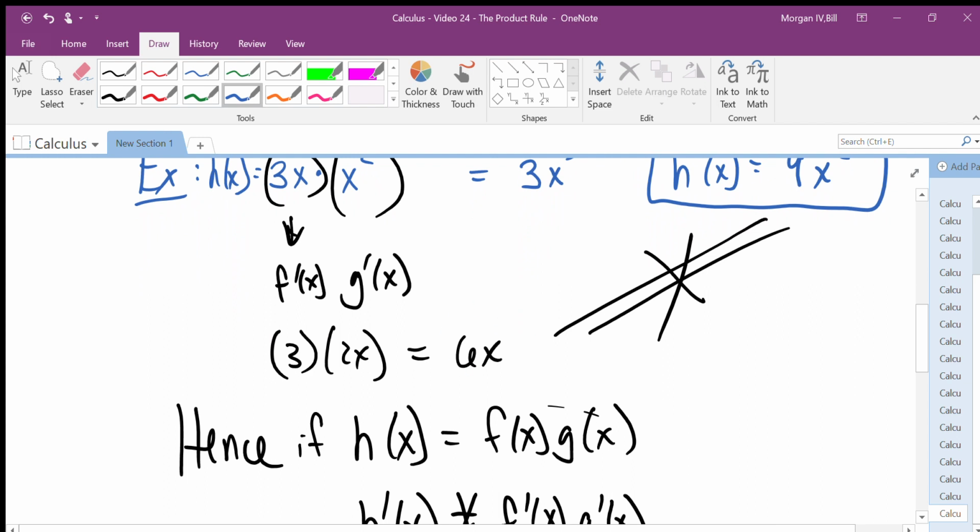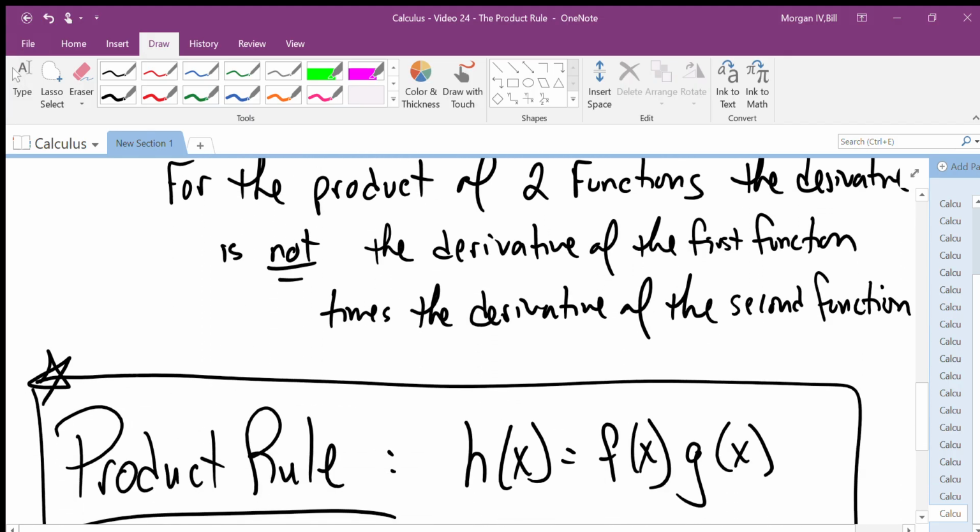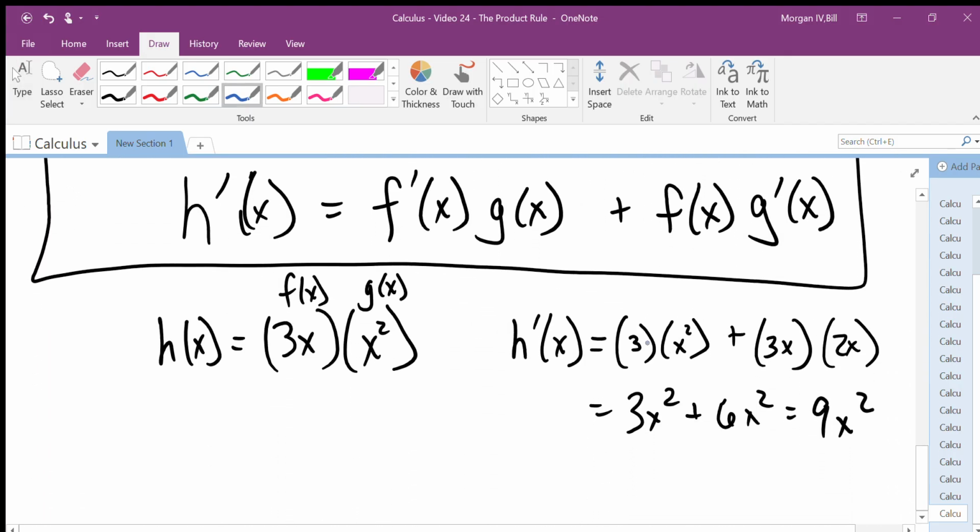We got 6x when we tried f prime times g prime. That's still not right. It's still not 9x squared. But when we did the product rule, we did f prime times g plus f times g prime. We noticed that we got 3x squared plus 6x squared, which is 9x squared, which is the actual same thing as h prime of x. The product rule works. A couple of things. Note that multiplication is commutative. That means I've done f prime of x times g of x, but if you did g of x times f prime of x, that's okay. You can switch the order. Same thing in that second term. I did f times g prime, but if you did g prime times f, that also works.